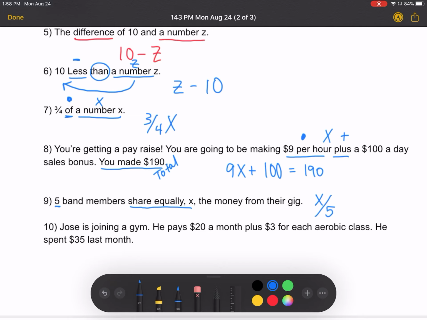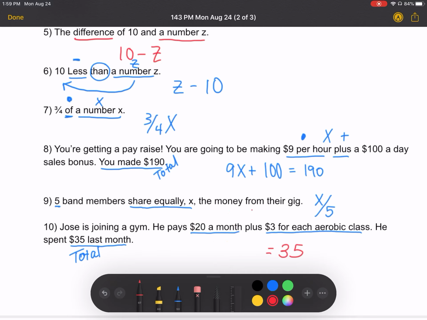Jose is joining a gym. He pays $20 a month plus $3 for each aerobics class. He spent $35 last month. Okay, so this is our total, $35. And what we need to pay attention to is that's for 1 month. So we know it's going to equal 35, and that's for just 1 month. So this $20 a month is only happening one time because we're only talking about 1 month.